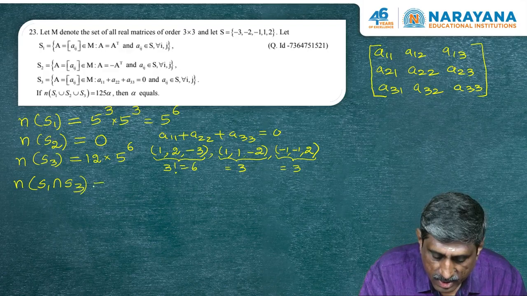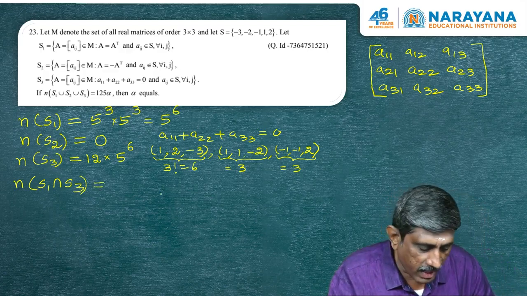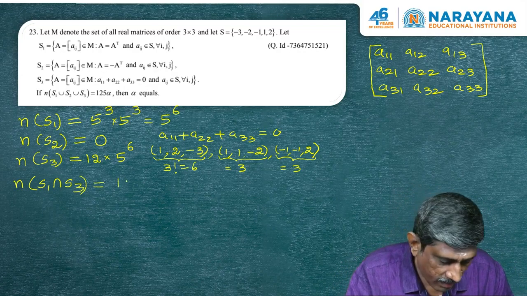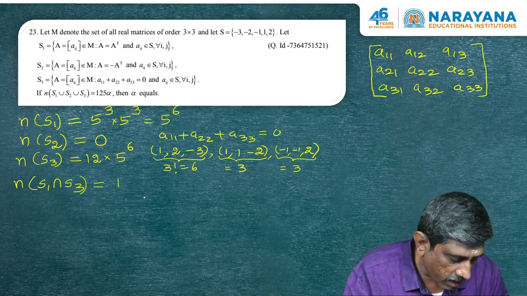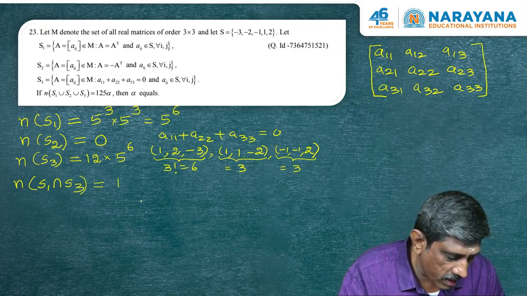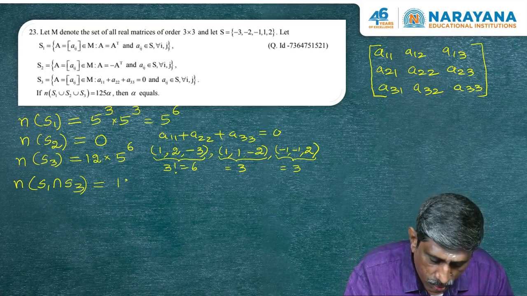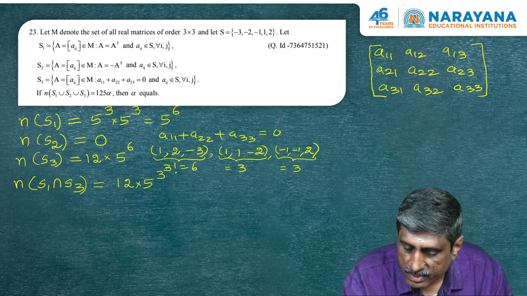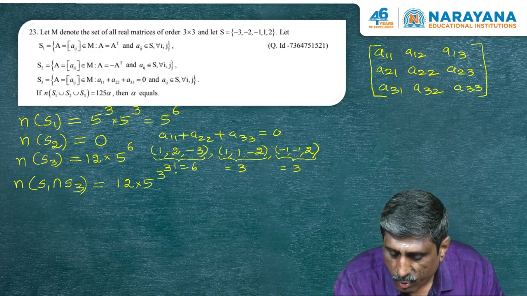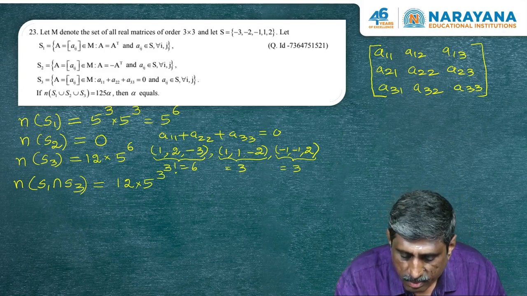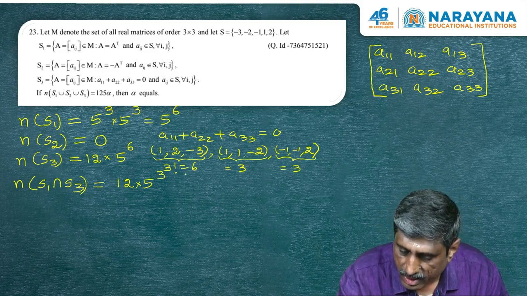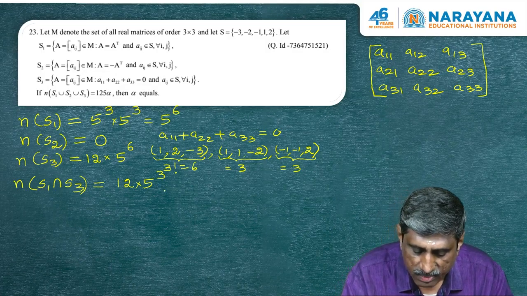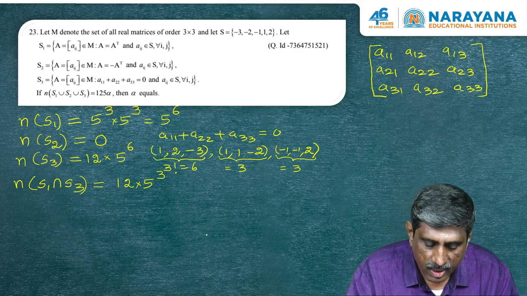n of S1 intersection S3, clearly we understand that it is 12 into 5 cube we have totally, of which n of S1 intersection S3 is going to become 12 into 5 cube. I mean, the sum of the diagonal elements is 0. Only one part of the upper diagonal you can form, that is 5 cube possibilities. Automatically the lower diagonal will become the symmetric matrix. So, 12 into 5 cube possibilities we have common for S1 and S3.